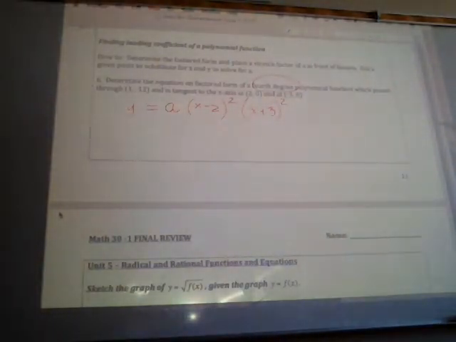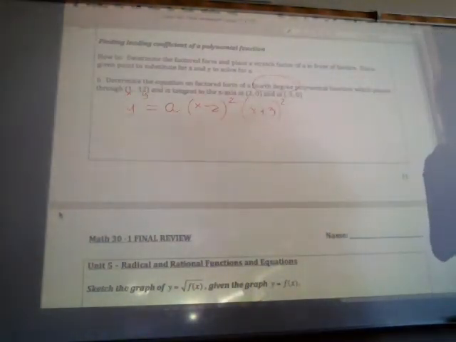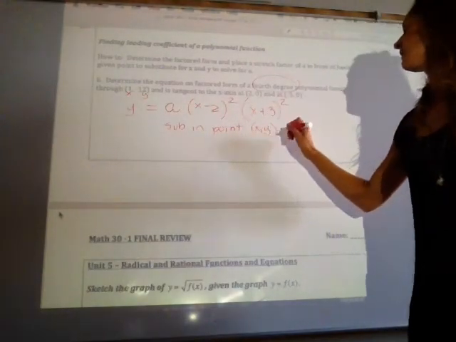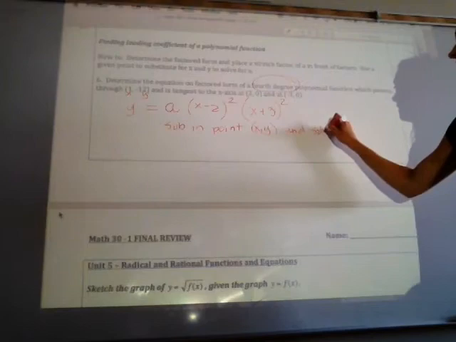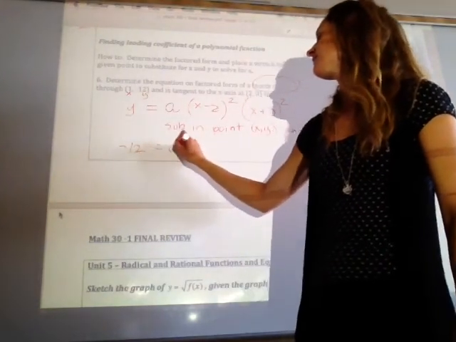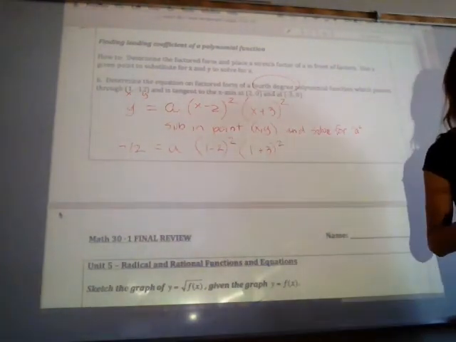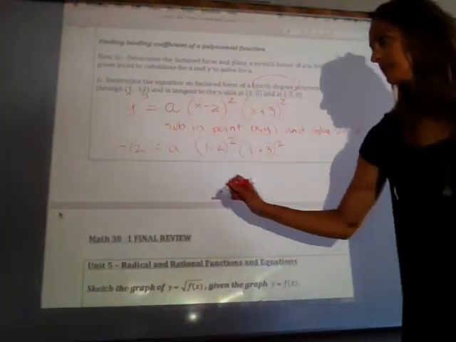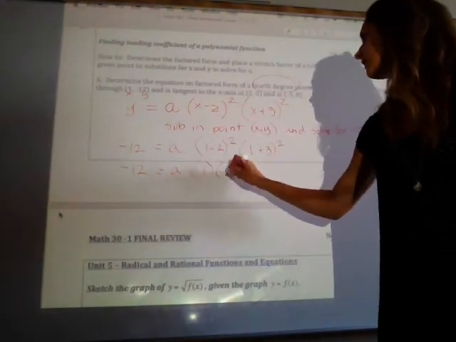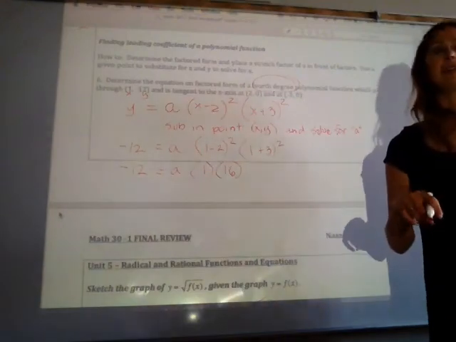Now how am I going to solve for a? I'm going to use that point, x, y, sub it into the equation, and solve for a. So next, sub in point x, y, and then solve for a. Our y value is negative 12, a is still unknown, x is 1. So just sub in negative 12 and 1. Now simplify, negative 12 equals a. We have 1 minus 2 is negative 1 squared, gives me 1. And 1 plus 3 is 4. 4 squared is 16. So I have 16a equals negative 12.